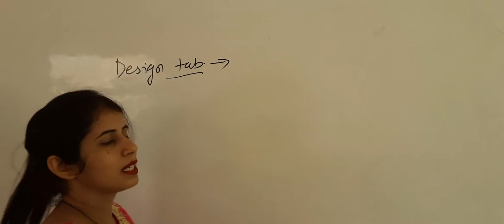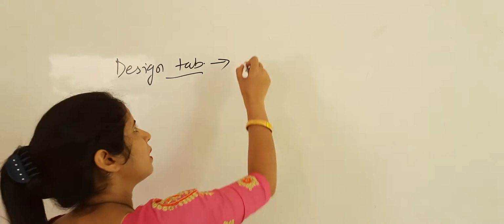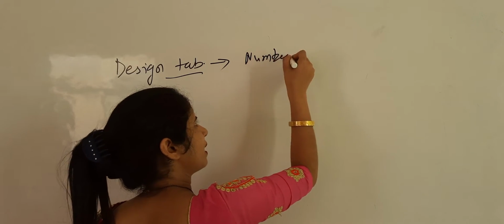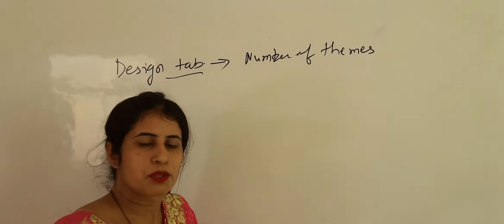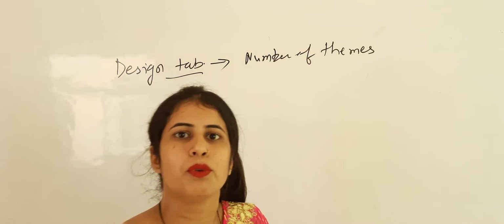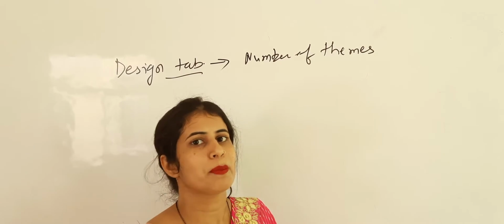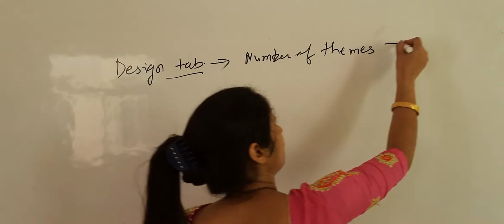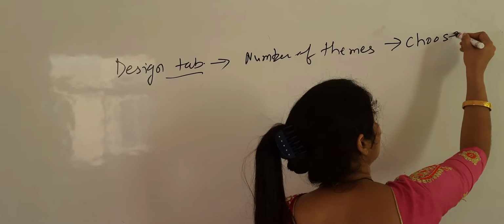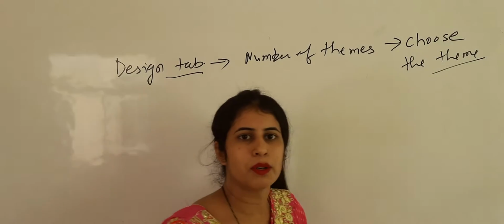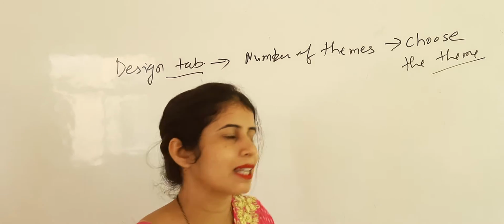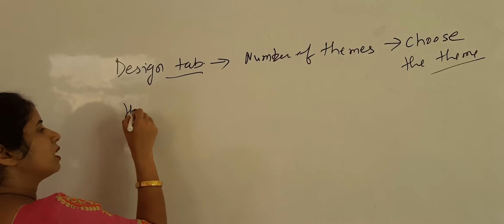After clicking on the Design tab, you will see a number of themes, meaning various themes are available there. Choose the theme that you are going to apply to your presentation. This was about how to change the theme. The second is how to change the color scheme.